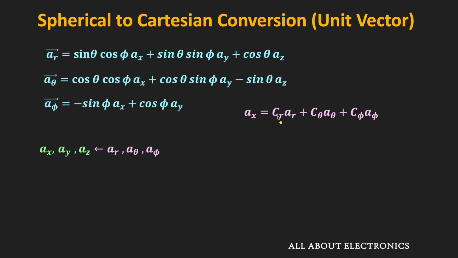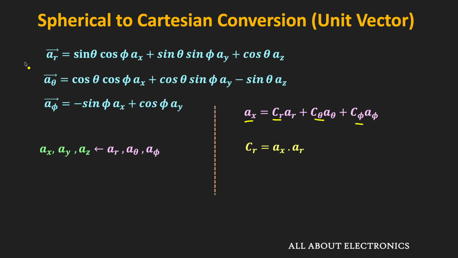And here, if you see this CR, C theta and C phi, then they are the projection of the unit vectors AR, A theta and A phi in the ax direction. That means here, if you see this CR, then that is equal to this AR dot ax. Or in other words, that is equal to ax dot AR. So as you can see, here the dot product of the unit vectors ax and AR represents the projection of the unit vector AR in the X direction.